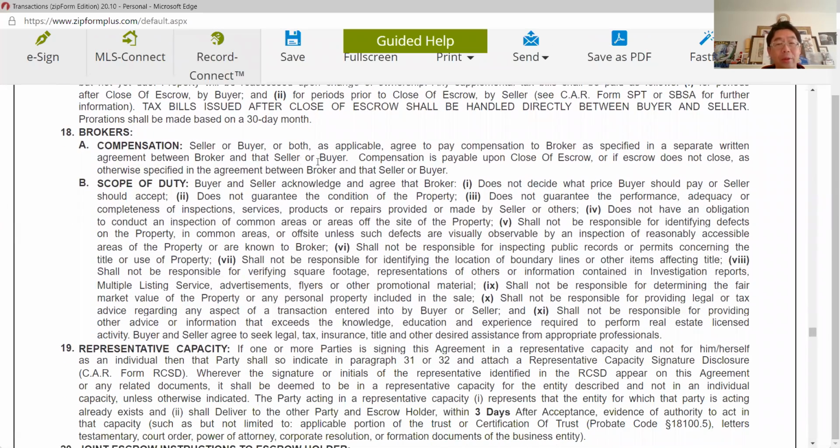Broker compensation, that means we'll get paid, but we do not get paid by you. We get paid by the seller. So basically I do the free service for you. Yeah, thank you.